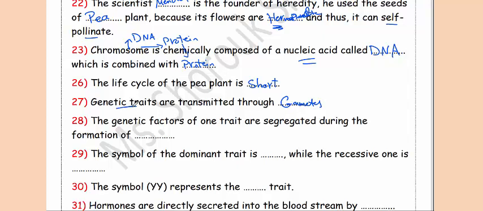Again, genetic traits بتبقى موجودة على genetic factors بتنقلها من البيرنتس للبيبيز لما بيجوا. الجينيتك فاكتورز دي اسمها ايه؟ اسمها gametes. تعالوا نشوف question number 28 هو شبه question 27. بيقول ايه؟ The genetic factors of one trait are segregated or means separated during the formation of what?